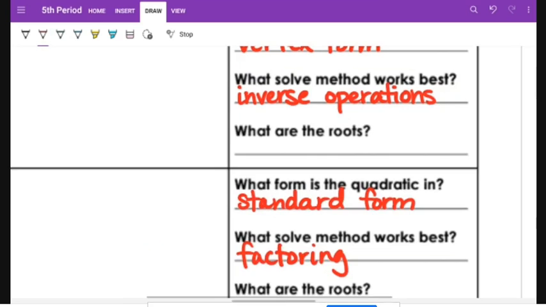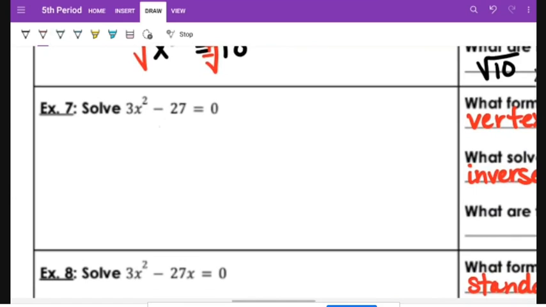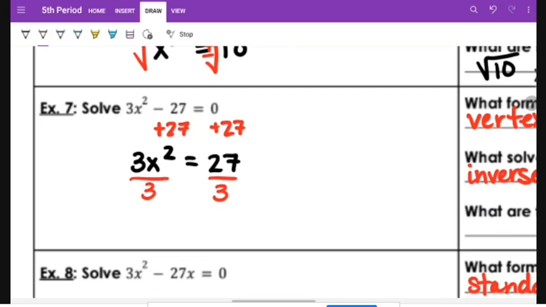So let's do 7 first because it's a little easier. In example 7, we start by adding 27 to both sides. So we'll have 3x squared equals 27. Then we divide both sides by 3, giving us x squared equals 9. And last, we square root both sides, which is going to give us that plus or minus feature in our answer.